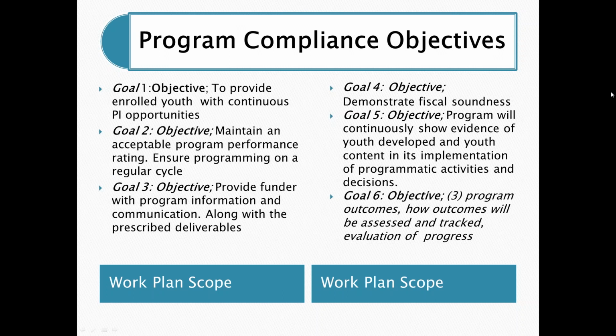Program compliance objectives. So let's go through that, because this is what's in your work plan scope. So we expect that you will have youth enrolled continuously with opportunities. Maintain an acceptable performance rating, ensure programming on a regular cycle, so whether it's school year-round, summer and school breaks. Provide funder with program information and communication along with the prescribed deliverables. Demonstrate fiscal soundness. Your program will show continuous evidence that you are actually soliciting the support of youth in terms of it being a youth-driven program.